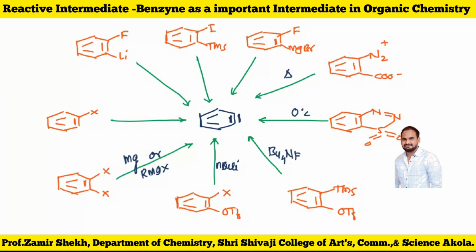At 0 degrees Celsius again, you will get this benzyne. Then for I and TMS, you can use the same salt, Bu4NF. And for F and lithium, at low temperature, at -25, you will get this one. And you know this reaction works with the help of a strong base. So look at this reaction, from which we can prepare benzyne. These are the important reactions of benzyne. So that is the synthesis reactions.